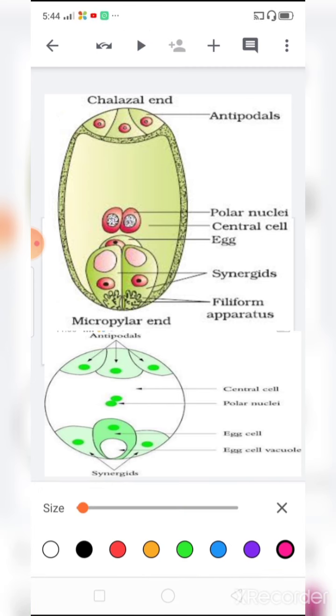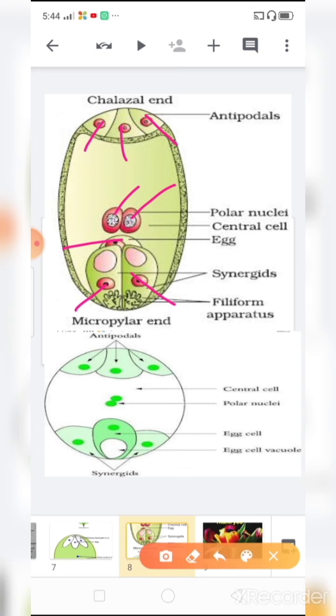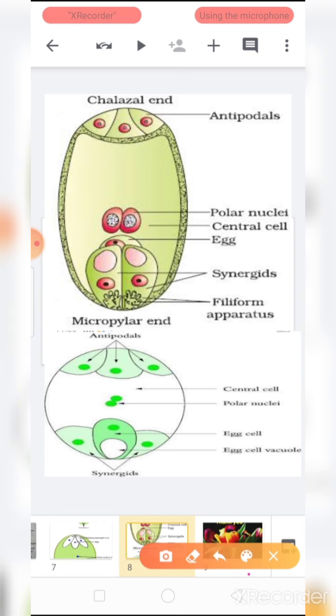And 8 nucleate. At the chalazal end we can see 3 nuclei, at the center of the embryo sac we can see 2 nuclei, and at the micropylar end we can see another 3 nuclei. A total of 8 nuclei are present in the matured embryo sac. The female gametophyte or embryo sac is 7-celled and 8-nucleate. The development of embryo sac is of polygonum type.